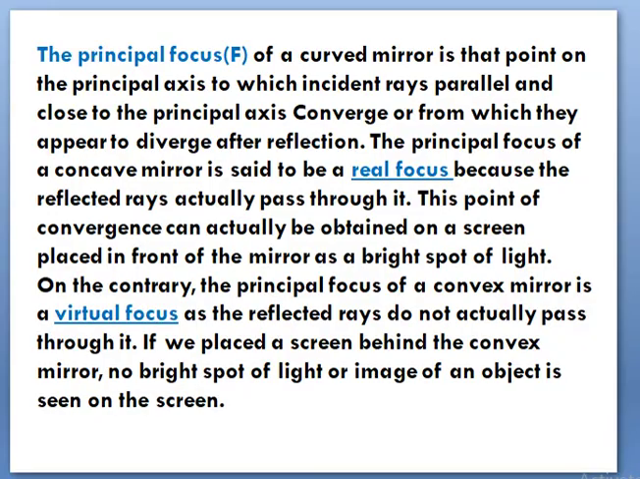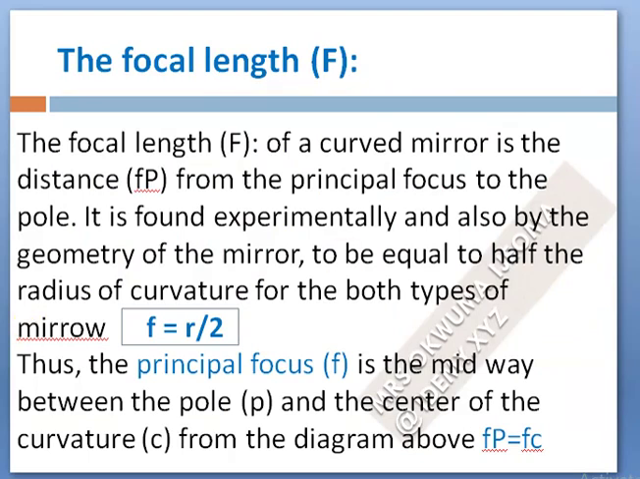So we say that the focal length is the distance FP from the principal focus to the pole. Now, experimentally and also by geometry, it is found to be equal to half of the radius of curvature, as I've shown you in the diagram. It is equal to half of the radius of curvature for both types of mirror, whether concave mirror or convex mirror.